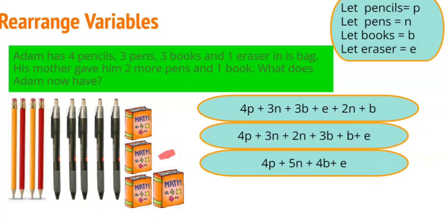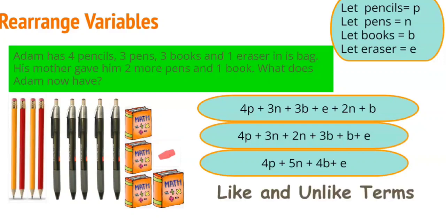No. Why? A pencil will always be a pencil and a book will always be a book. There's no way to put them together and turn them into one. Because of that, we have to call them as is. So it will always be 4P plus 5N plus 4B plus E. These P's and N's, these are what we refer to as unlike terms. When we look at our 3N and our 2N, being that they are pens, they are like terms and we were able to add them.